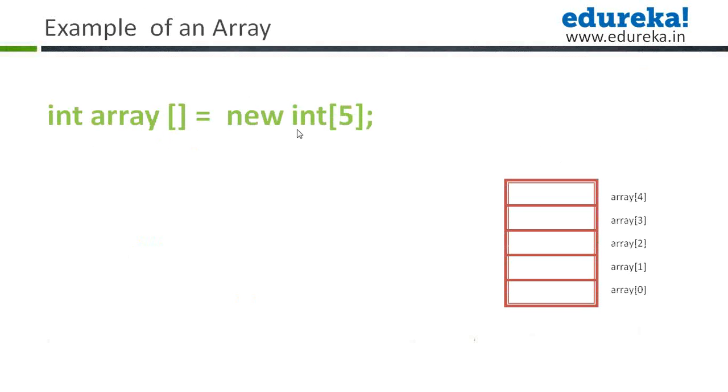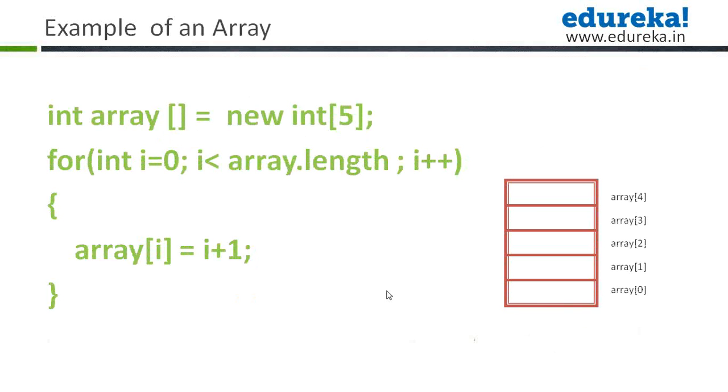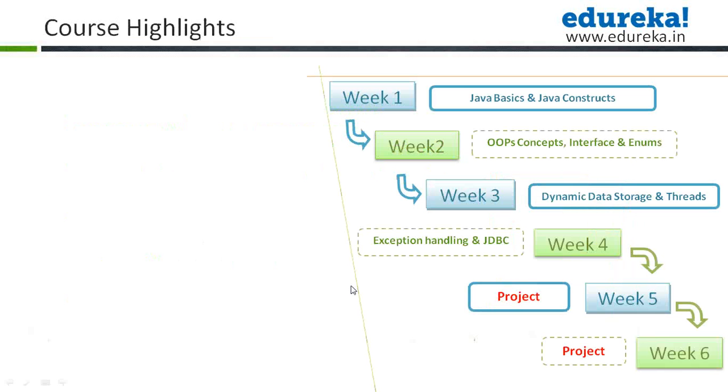Similar example, the same array, so memory is allocated to it. This loop will run one by one, and the values will go into the array. It's the same example that I took right there.